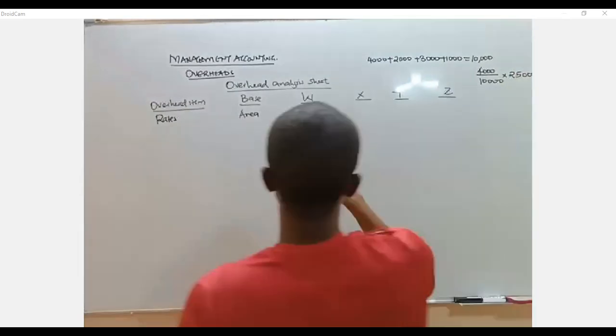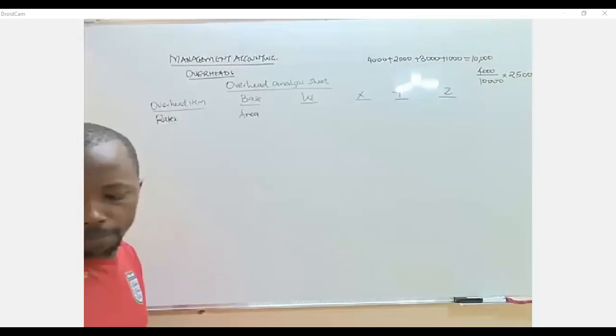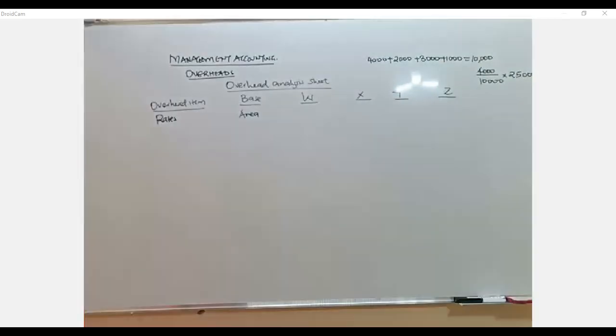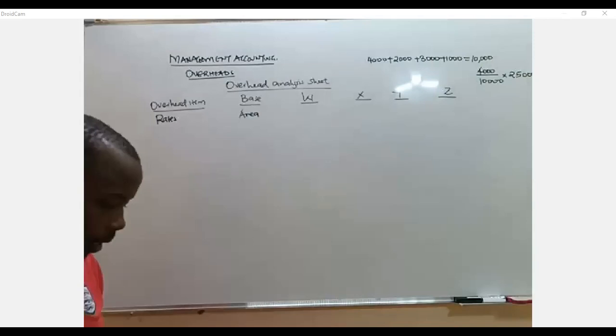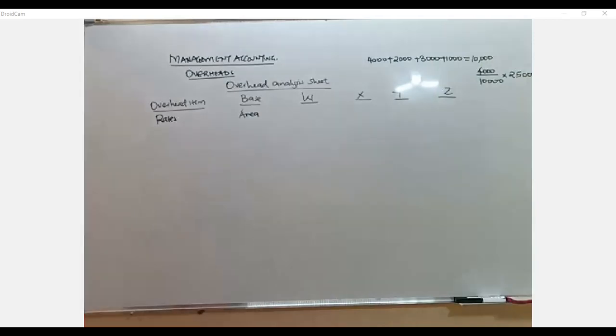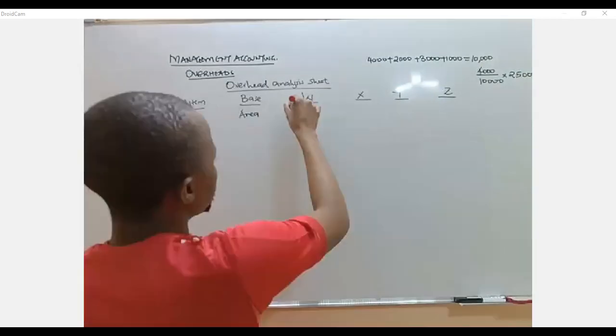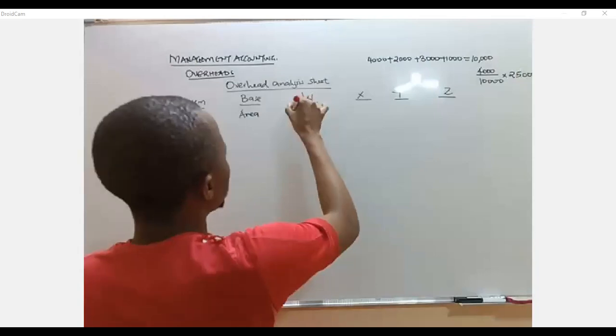At that point, I will be able to know the overhead cost for W. So I just take out my calculator. I say 4,000 divided by 10,000 is 0.4. Then I multiply by 25,000, getting how much? Yeah, you get 10,000. So hapa naandika 10,000 there, right?